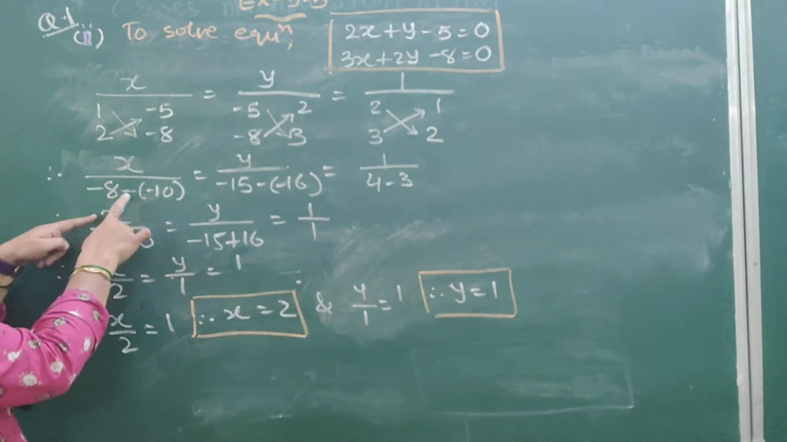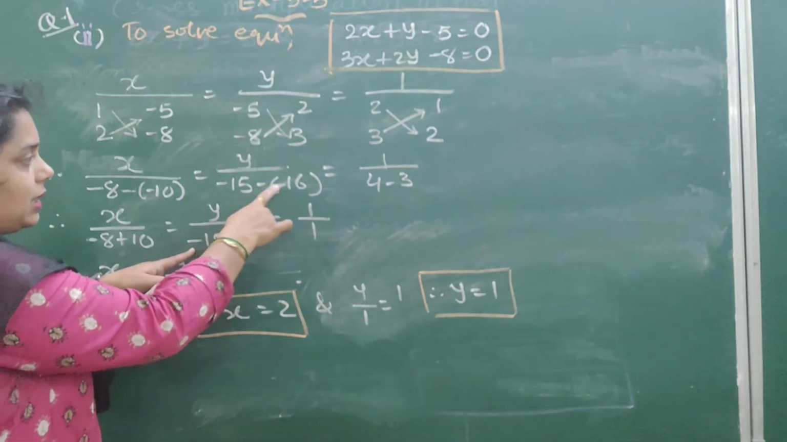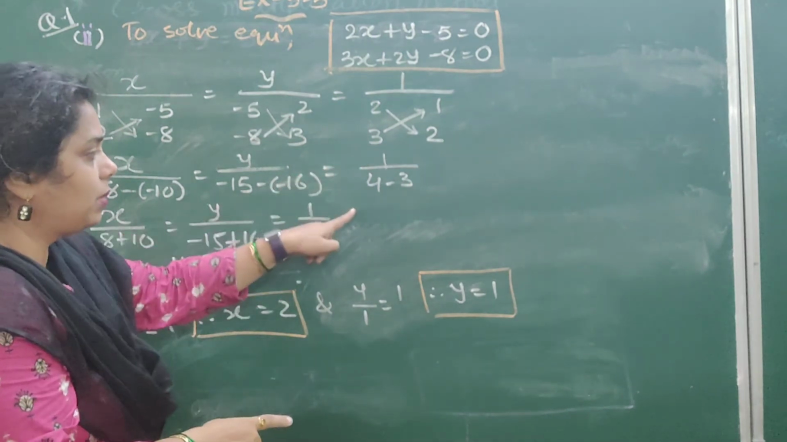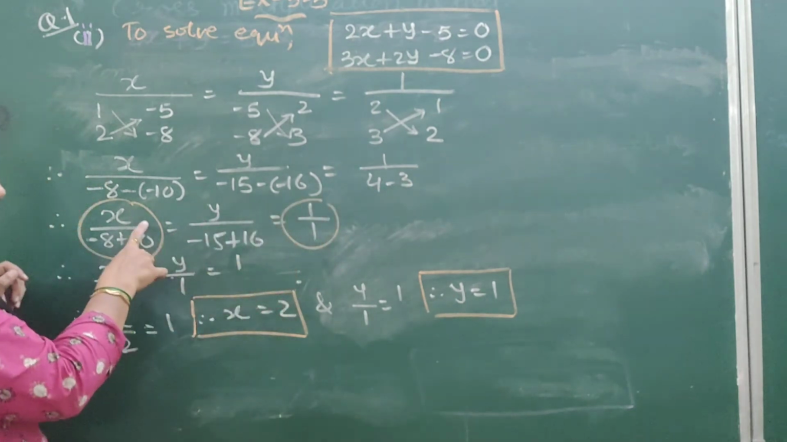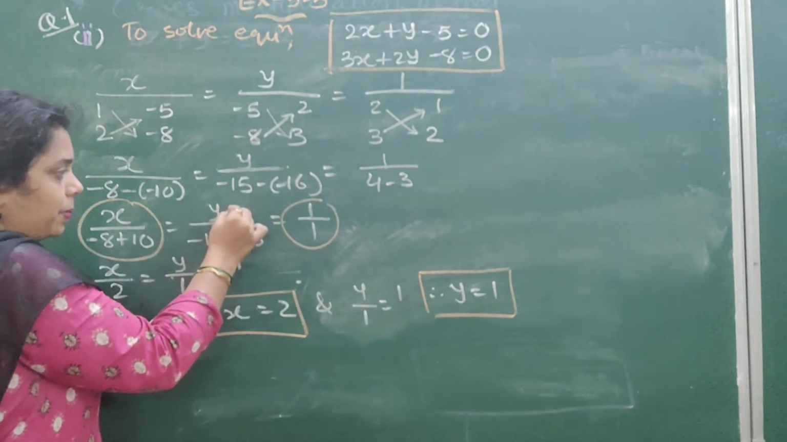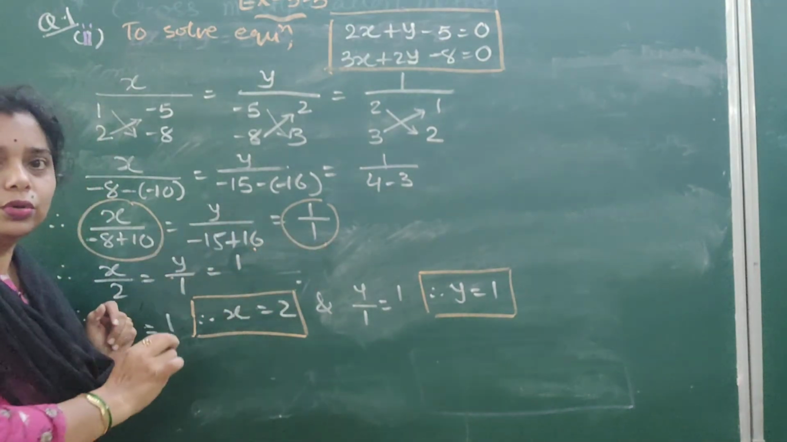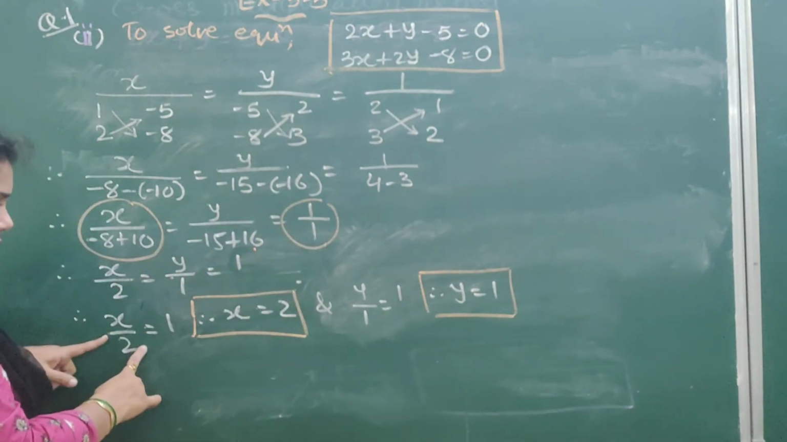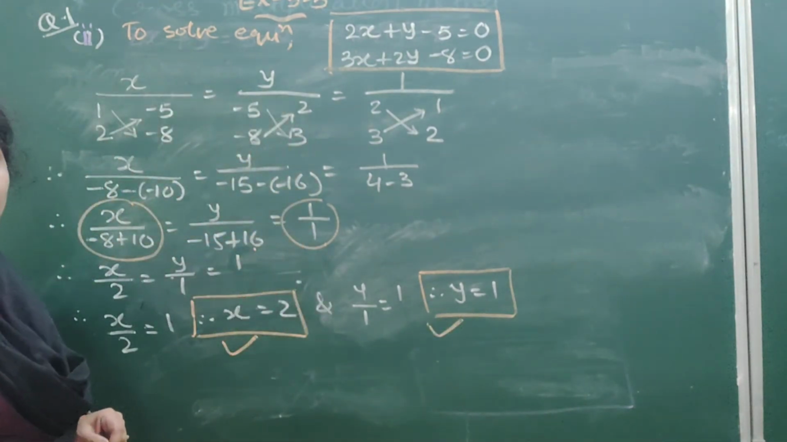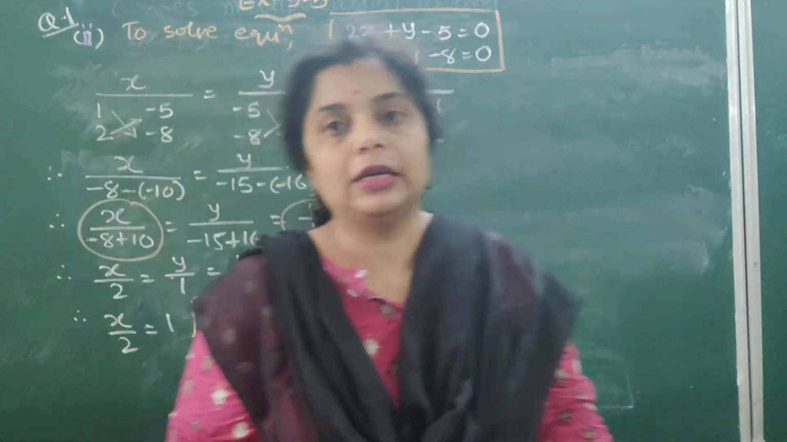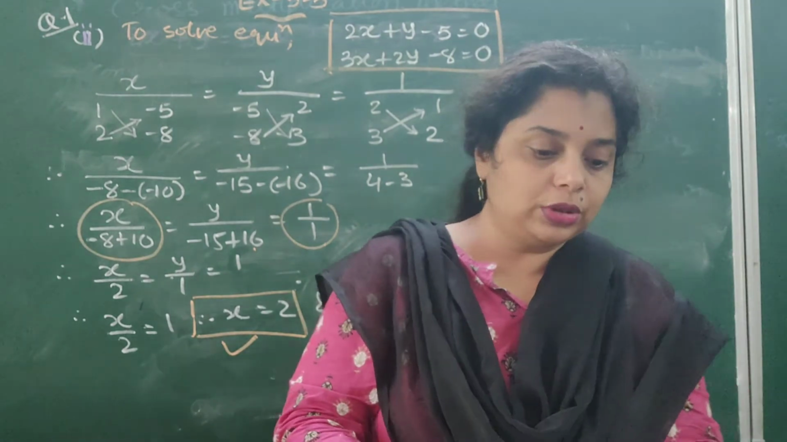x upon minus 8 minus minus, plus 10, is equal to y by minus 15 minus minus, plus 16, and 1 by 1. Now you have to compare x and the last term to find the value of x, and compare y and the last term to get the value of y. This way we get x is equal to 2 and y is equal to 1. I hope it is clear how to do the cross multiplication method. Okay, now move to the third one.